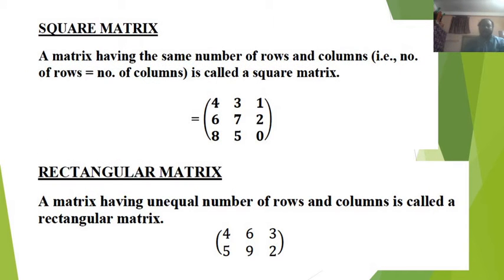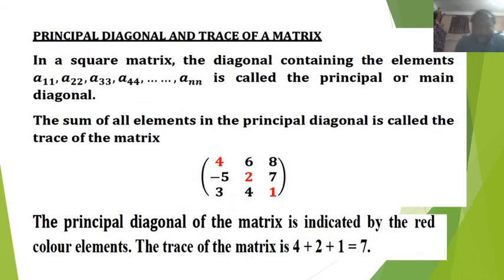What is a square matrix? A matrix having the same number of rows and columns, that is, the number of rows is equal to the number of columns, is called a square matrix. 4, 3, 1, 6, 7, 2, 8, 5, 0. This is a square matrix. What is a rectangular matrix? A matrix having an unequal number of rows and columns, that is, rows and columns are not equal, is called a rectangular matrix. 4, 6, 3, 5, 9, 2.